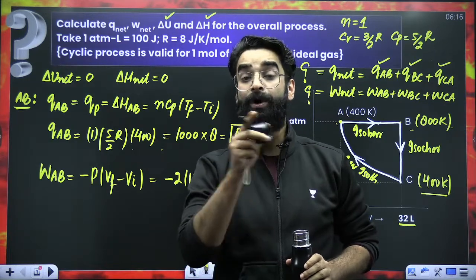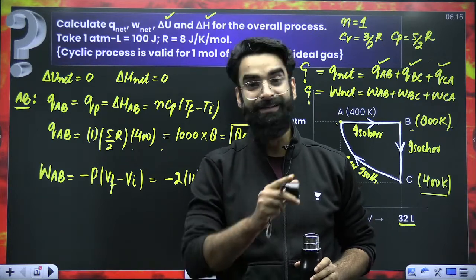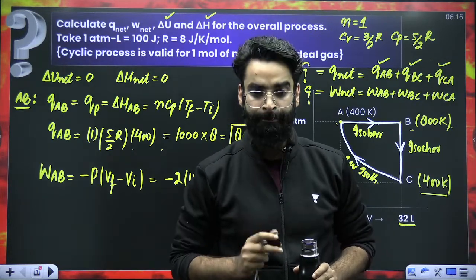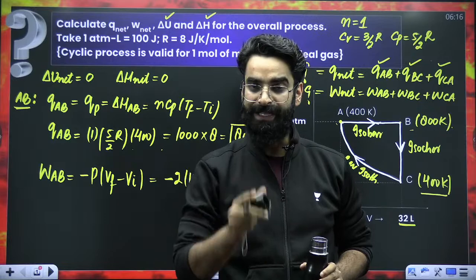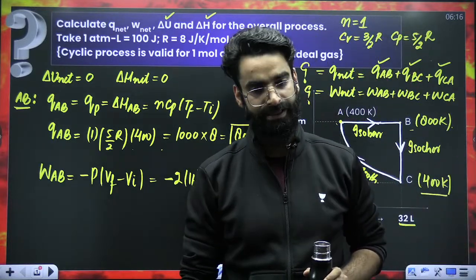So I analyzed all the processes separately. I got QAB, QBC, QCA, then added them up, got the QNet. Similarly, I calculated WAB, WBC, WCA, and then added them up. I got the value of WNet. That's all.